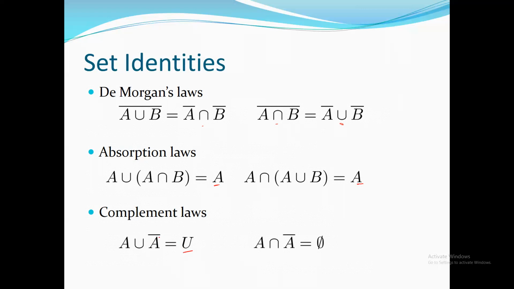So A complement is obviously all the elements that are not present in A but are present in U, and when you take the union of these two, you will get the universal set. And if you take the intersection of A with its complement, you will always get an empty set, right? So you can prove it using the sets mentioned in the previous slides.